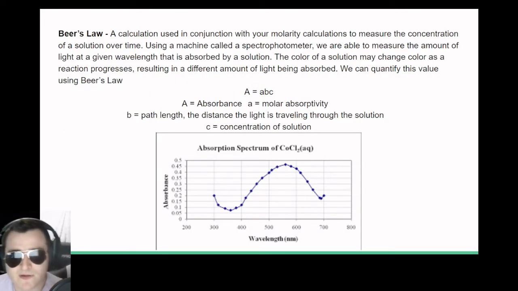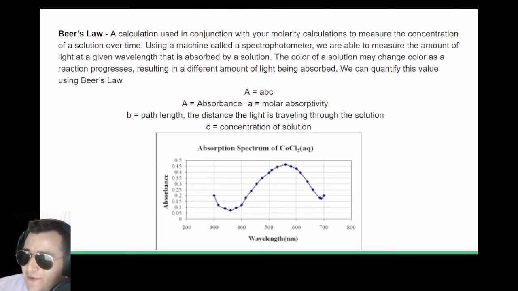Beer's Law. This one is fairly new, and this is the only math portion of these sets of topics that I've seen. Very simple equation. Rolls off the tongue. Big A is equal to ABC. Beer's Law is how we can calculate the concentration of a solution over time based on how much light is getting through or how much light is being absorbed by that substance.